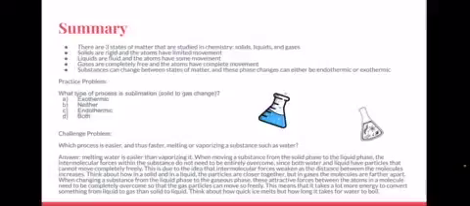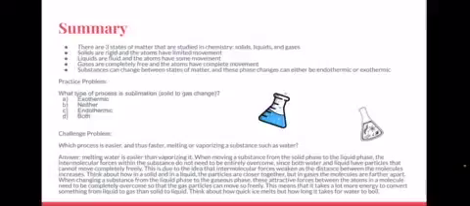So we're going to do a practice problem. I'll give a few seconds for you to think about it. What type of process is sublimation, going from a solid to a gas change? Think of how we're either adding or removing energy in the form of heat from the phase change. The answer would be C, endothermic.